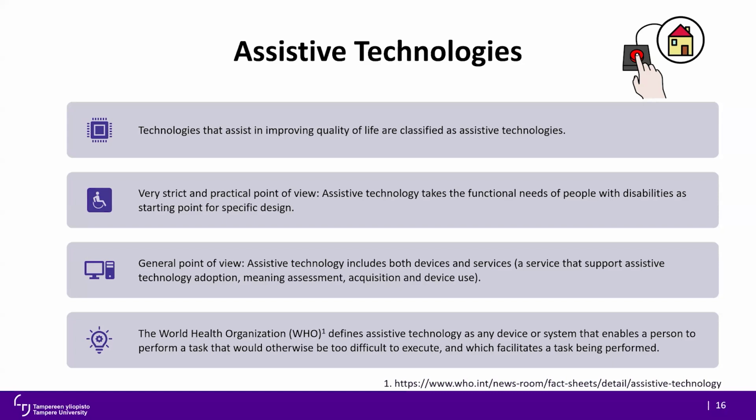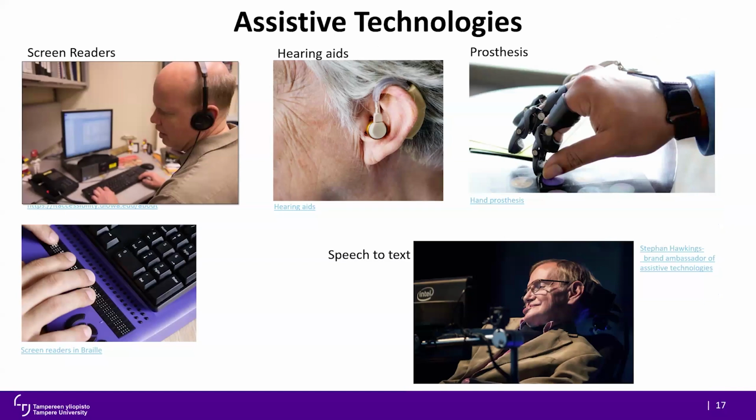And there's a definition from the World Health Organization that assistive technology is any device or system that enables a person to perform a task that would otherwise be too difficult to execute, and which facilitates a task being performed. Here are some examples.